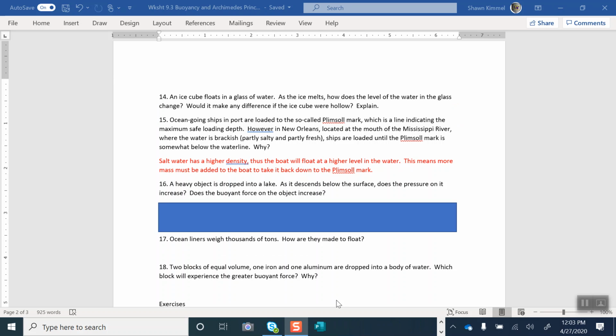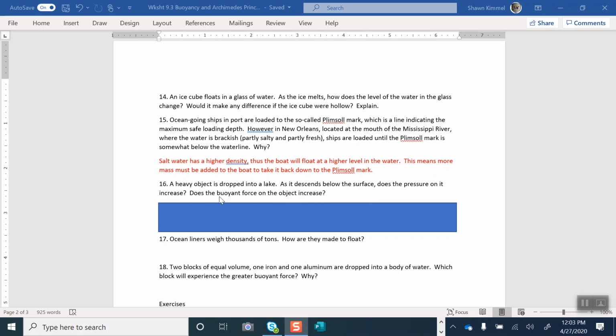So let's talk about this one. A heavy object is dropped into a lake. As it descends from the surface, does the pressure on it increase? Does the buoyant force on the object increase? I'm going to address the buoyant force first. Remember, the buoyant force is equal to the weight of the displaced fluid, in this case the displaced water. The density of water is not going to change, and the volume displaced is not going to change. So the buoyant force on it is actually going to be the same.